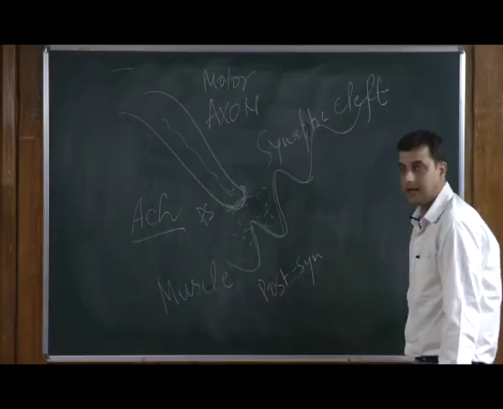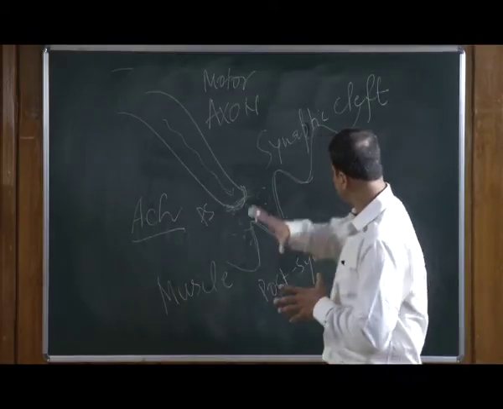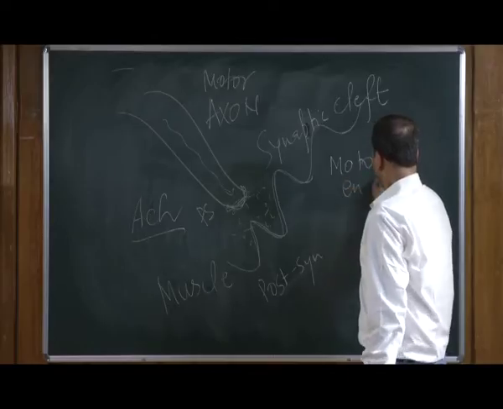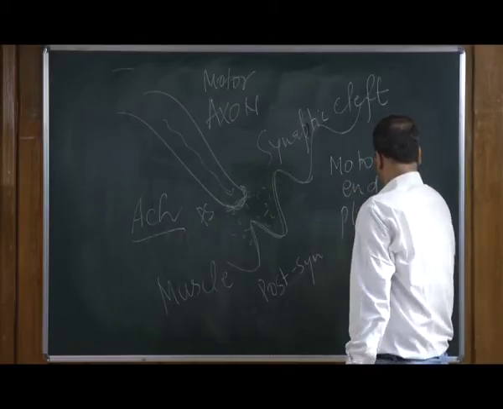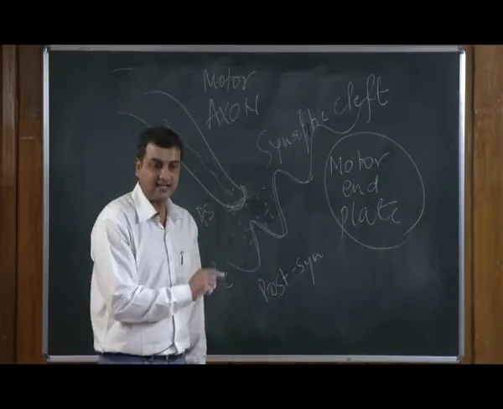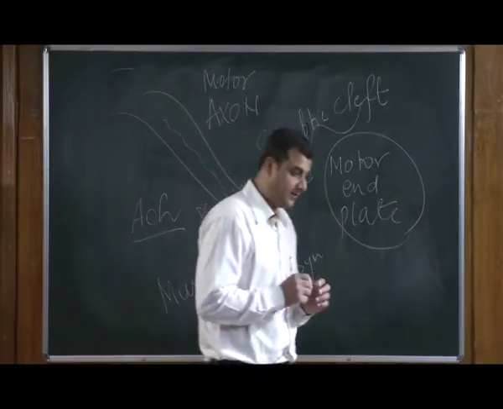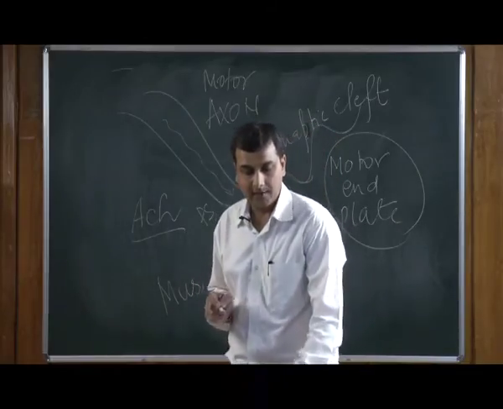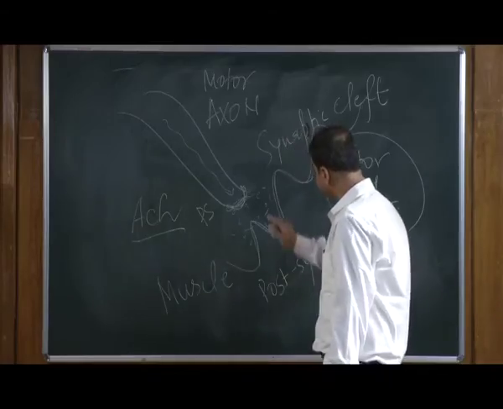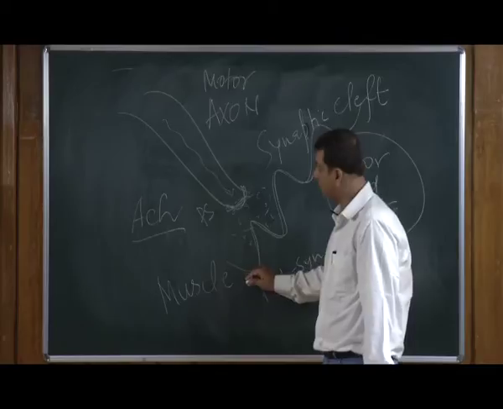So, this is what is happening in this whole area, and this is called the motor end plate. This whole area is responsible for the disease condition myasthenia gravis. Let us see it one more time in the slide. This is an autoimmune disease, and what is happening is an inability to transmit signals through the motor end plate. Now, we draw it on the figure here.